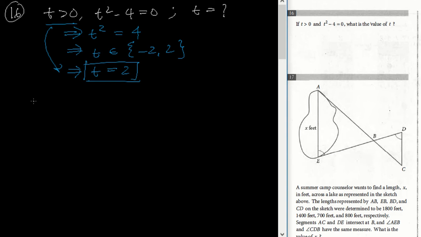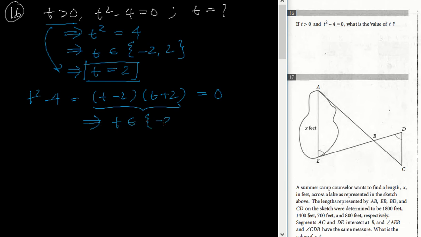Another way to solve this problem is to write that t squared minus 4 is the same thing as t minus 2 times t plus 2. We're just factoring that out. And we know that this is equal to 0. So we know that this expression will equal 0 if either of these two terms is equal to 0. Again, we can conclude that t is in this set, negative 2 or 2. And again, we'll apply this constraint one more time to say that t has to be equal to 2. We have to pick the positive solution here. So either of these approaches is totally valid.